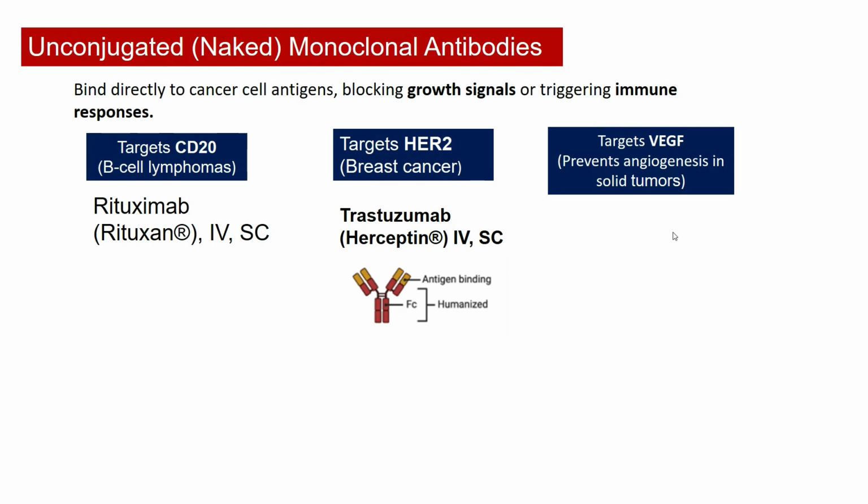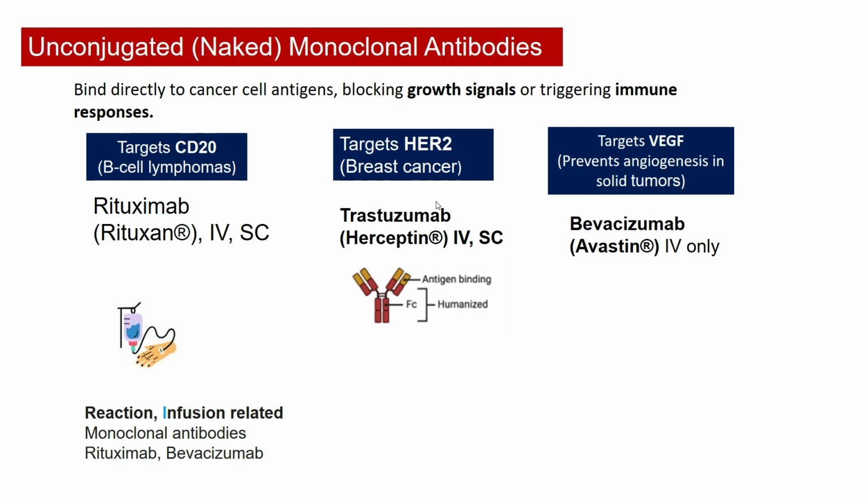And then next is VEGF, or bevacizumab, which comes only as an IV infusion. So these are the three major monoclonal antibodies, not conjugated, directly acting, blocking those signal pathways that are causing the cancers and the cancer cells. By blocking them, you prevent the further growth of the cells.